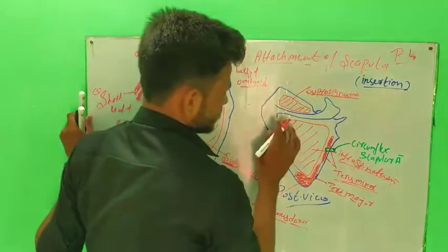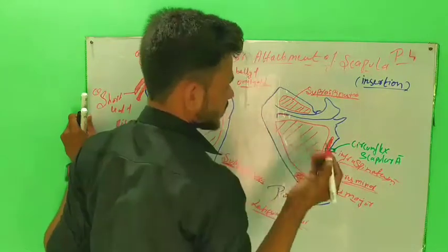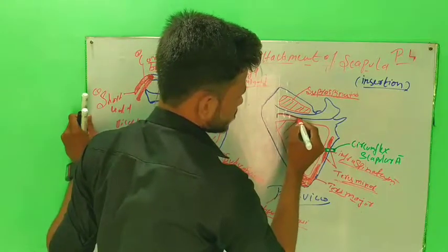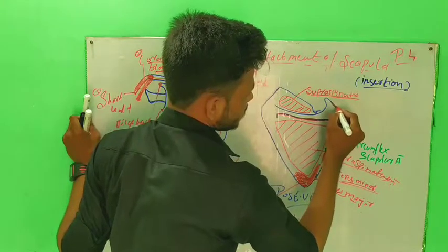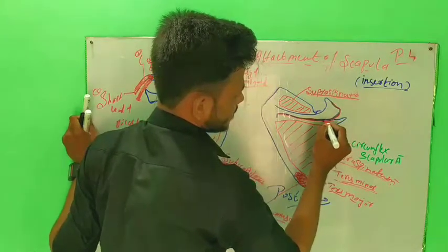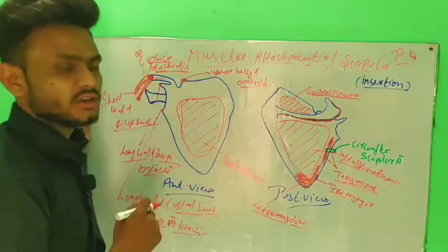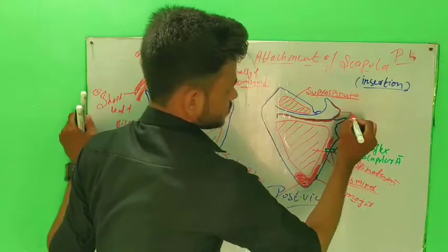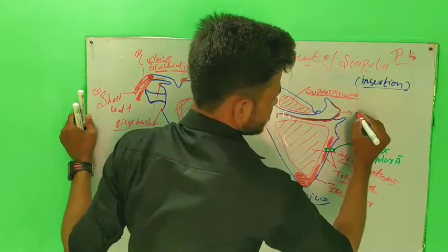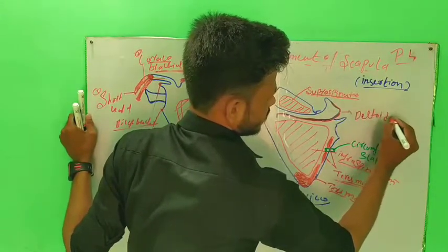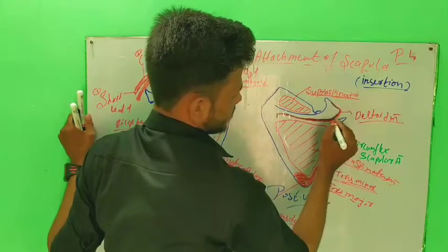This muscle originates from the inferior or lower lip of the spinous process of the scapula. This muscle is called deltoid. The posterior fibers of the deltoid originate from the lower lip of the spine of scapula. This is the deltoid muscle. Deltoid originates from the lower lip of the spine of scapula.